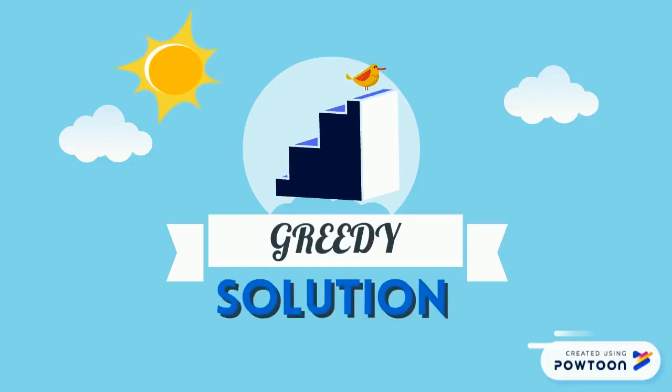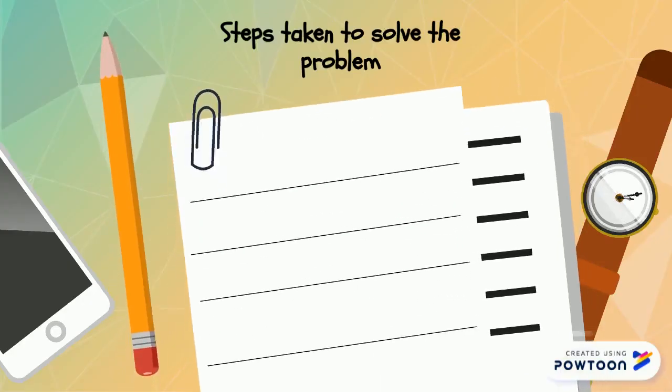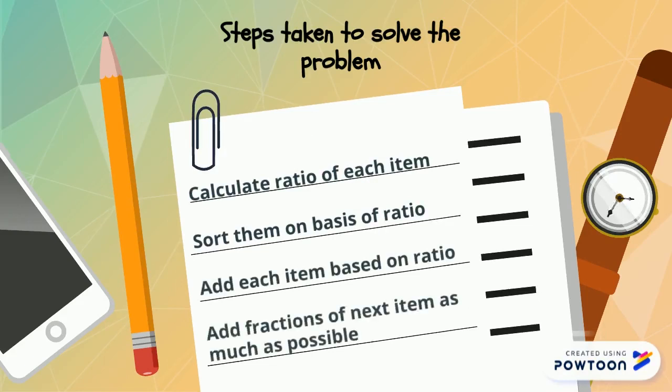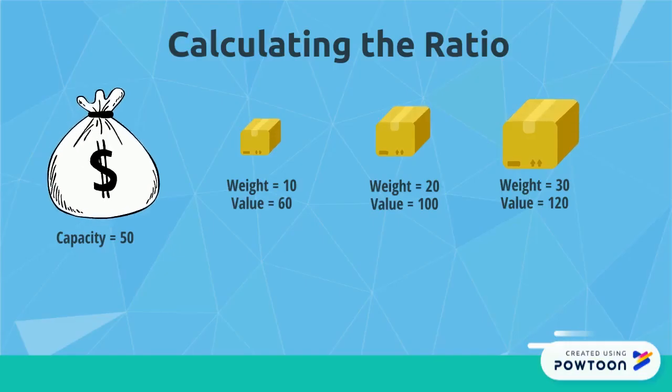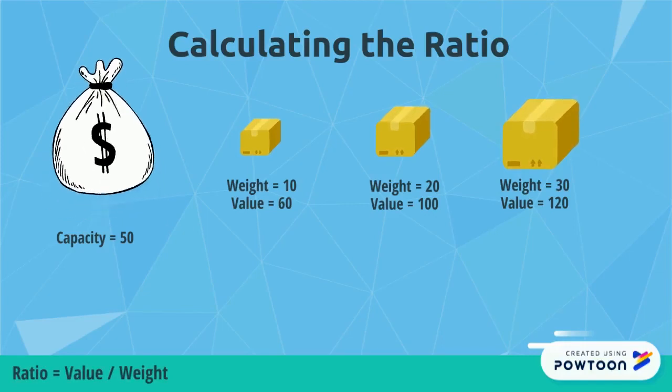So, what's the greedy solution to this problem? These are the steps we will take to solve the problem. Firstly, we will calculate the weight value ratio of each item. Then we sort them according to the ratio. And we add them to the knapsack based on the sorted ratio. And lastly, we divide the last item and we use it to fill the knapsack according to the weight that is remaining.